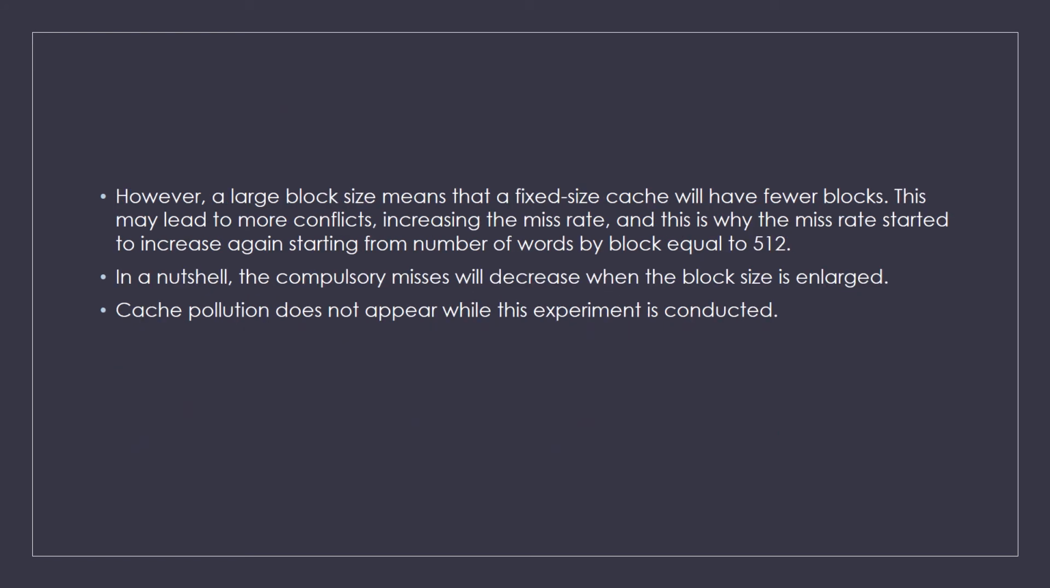However, a large block size means that a fixed size cache will have fewer blocks. This may lead to more conflicts, increasing the miss rate, and this is why the miss rate started to increase again, starting from number of words by block equal to 512. Okay, so in a nutshell, the compulsory misses will decrease when the block size is enlarged. Cache pollution does not appear while this experiment is conducted.